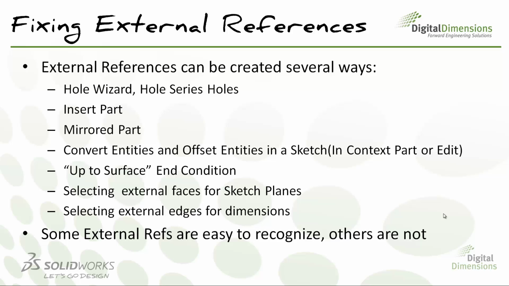And then one of the most common ones is when you do in-context editing of a part or create a virtual part using the convert entities and offset entity command in a sketch. Other things like end conditions, sketch planes, and dimensions, if you use external surfaces and edges, that will create external references while you're working in an assembly too. Some of these external references are easy to recognize, others are not. External references aren't all bad, it's just usually when they're missing, broken, or renamed links that SOLIDWORKS can't find, that's when you usually have to fix these things.